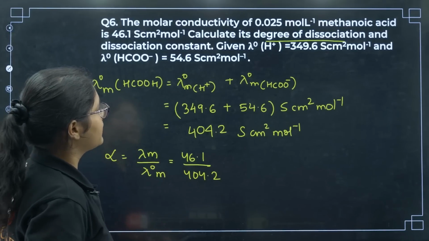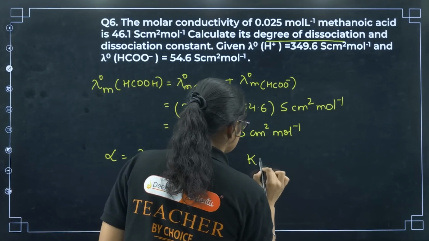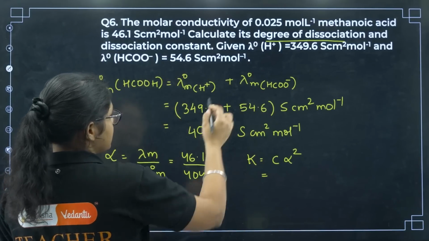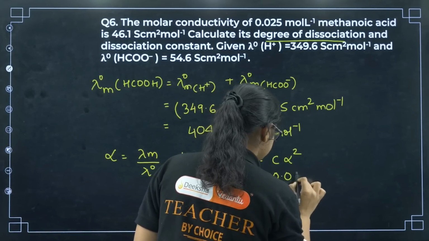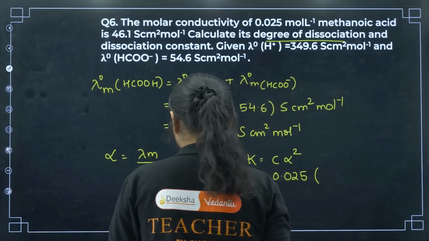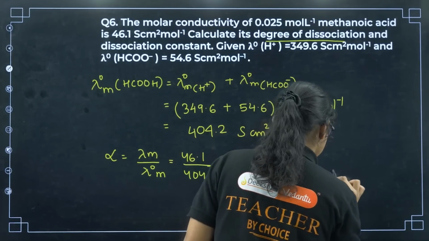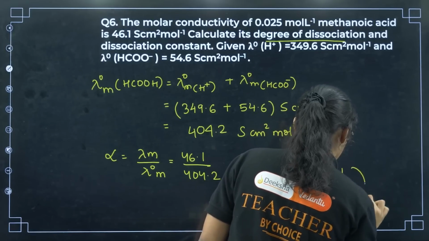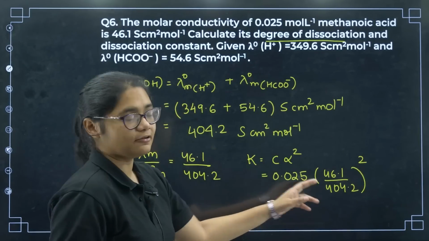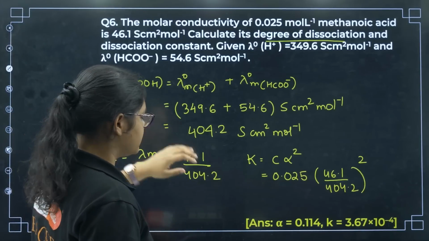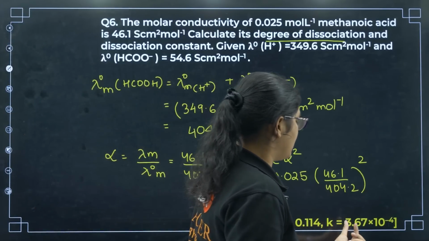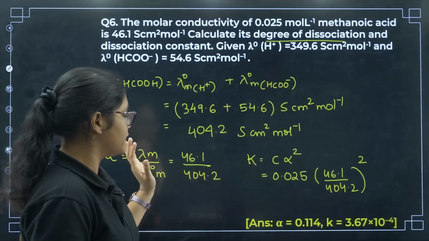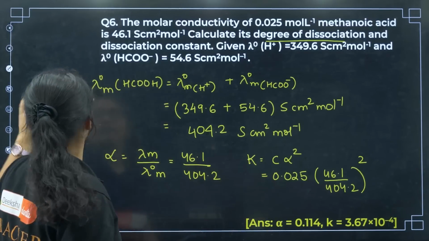Next, you also have to calculate the dissociation constant. That is equal to C alpha square. The C value is 0.025, and the alpha value is 46.1 divided by 404.2, squared. So if I solve this, you will get alpha as 0.114 and the dissociation constant as 3.67 into 10 to the power of minus 4. You can easily do the calculation using your calculator.